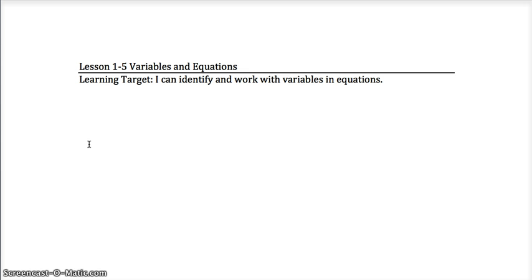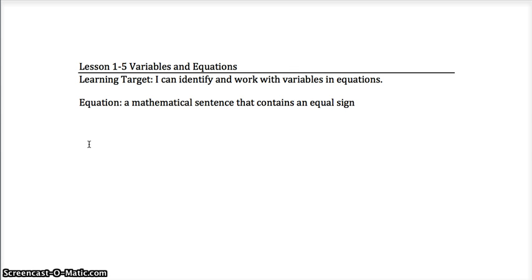Let's begin by going over a few definitions that you'll need to know. The first one is equation. An equation is a mathematical sentence that contains an equal sign. And just in case you forget, the equal sign looks like that. Pretty simple. That's the definition of an equation.